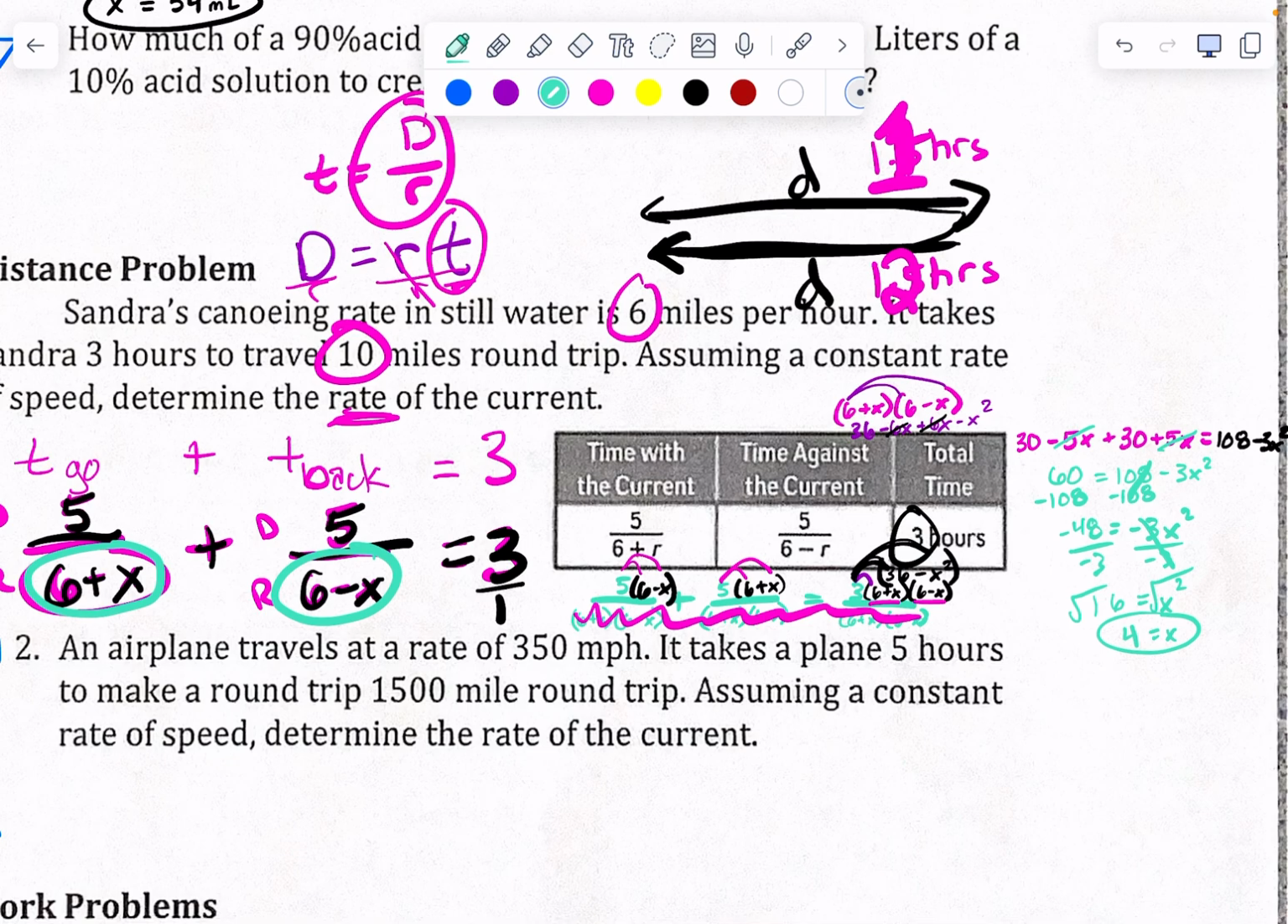Also, instead of doing all the common denominator stuff, couldn't you just multiply both sides by what's on the bottom of each of the fractions? Yes, you could, and you skip that part. Like instead of doing all the common denominator stuff, you just multiply by 6 plus r, 6 minus r. Is that just finding a common denominator? Yeah, that's basically like finding a common denominator.